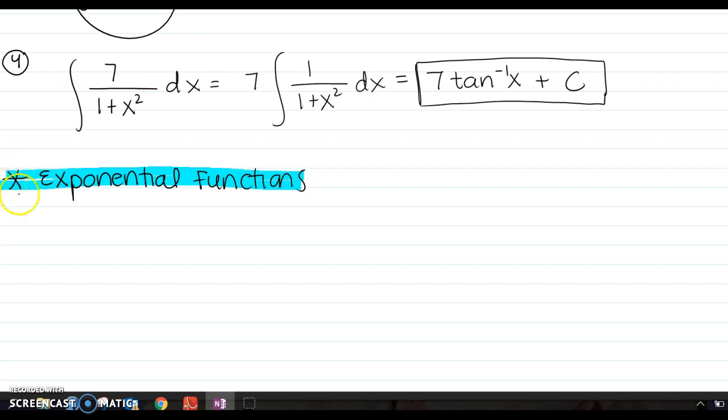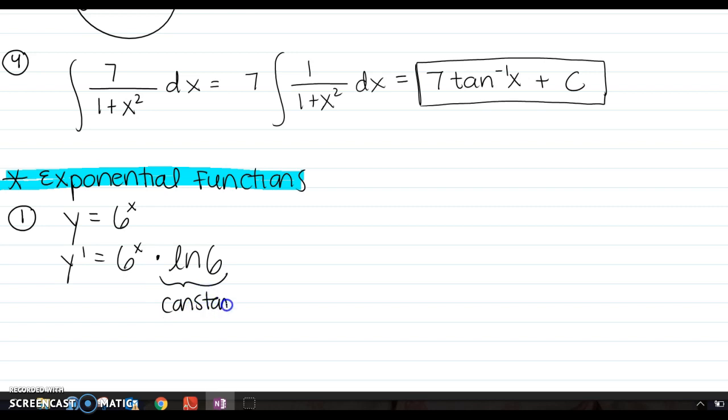Okay. So if we think of derivatives first, y equals 6 to the x. Y prime was 6 to the x times the natural log of our base, which was 6. Just so you don't forget, this is a constant. It's not a particularly pretty constant, but it's still just a constant. If we want to take the integral of 6 to the x dx, we go the other way.